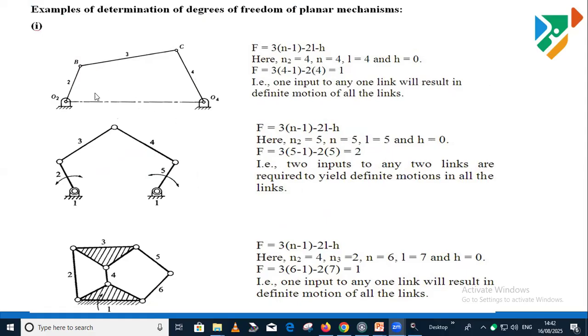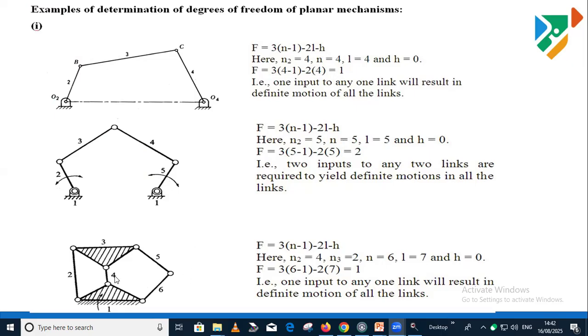So in the 4-bar chain, only a single input is required. To operate, link 2 will rotate in circular direction, link 3 will oscillate, and link 4 will rotate. Similarly, in case of the 5-bar chain, rotary motion from link 2 will get transferred to rotary motion at link number 5. Hence we require two inputs to operate the system.